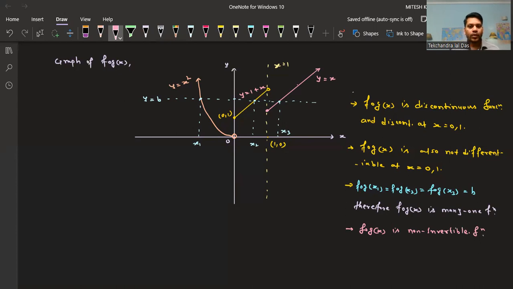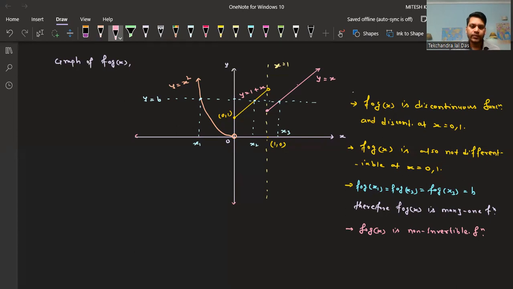Done. Many more things you can predict from the graph. Similarly, you can find g composite f also. This is your homework. You try once this g composite f by the same method.